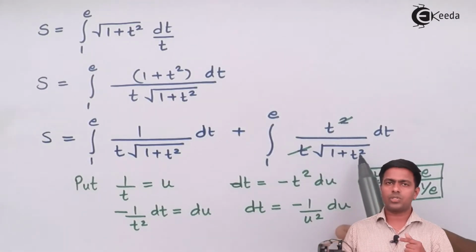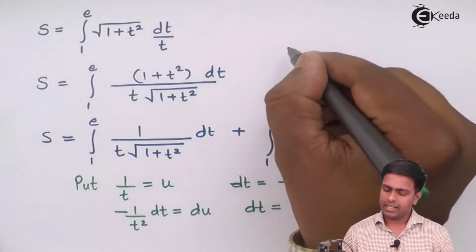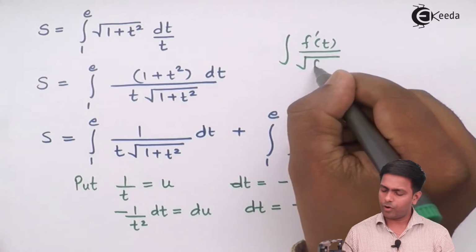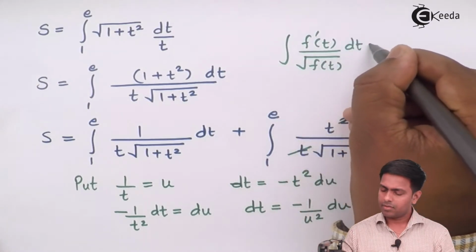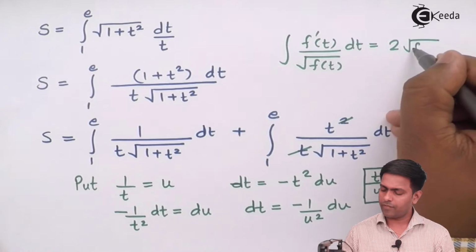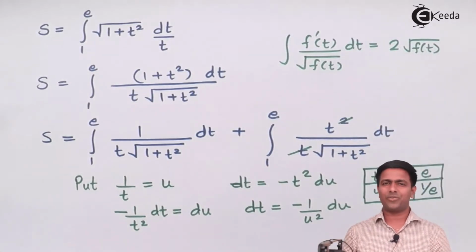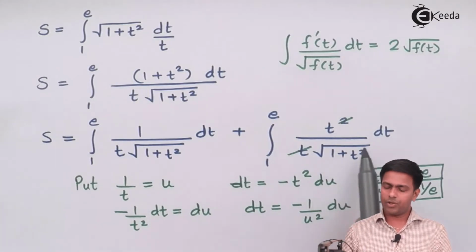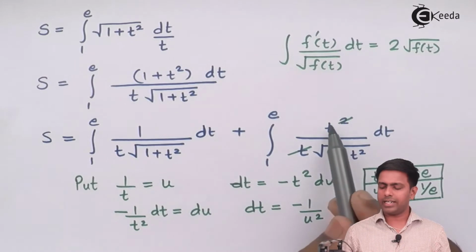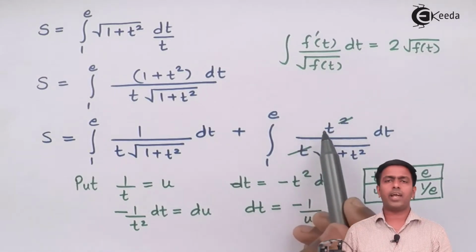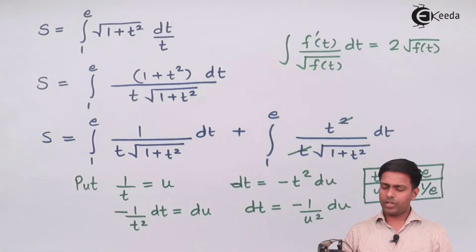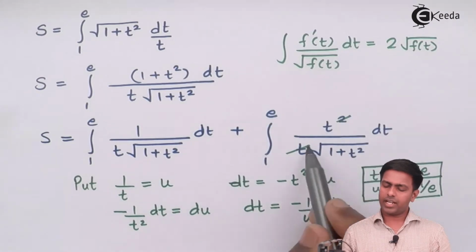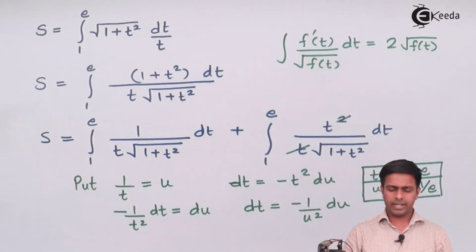And guys, here I'm going to use a property of integration which is like this. Integration f dash of t upon under root f of t dt is 2 under root f of t. So we have learned this property in 12th standard. So according to this property, the f of t is 1 plus t square. The derivative of this is 2t. Now I have only t in the numerator. So what I'll do is I'll multiply and divide by 2. So by doing that, here I can get 2t, here I'll get 1 by 2, and then in the function I can apply this property. So let's do it in the next step.